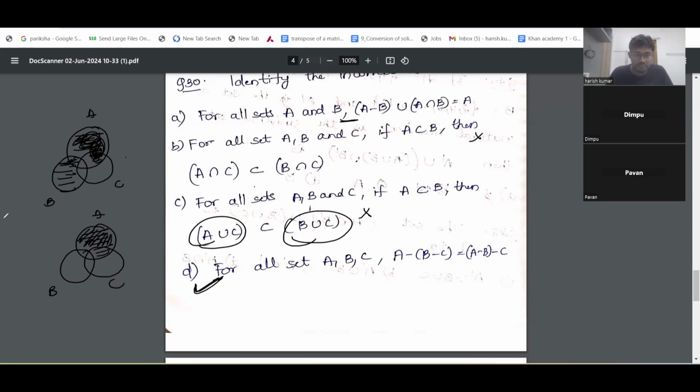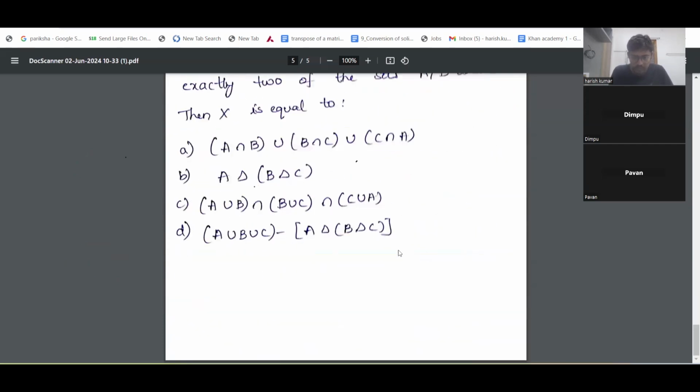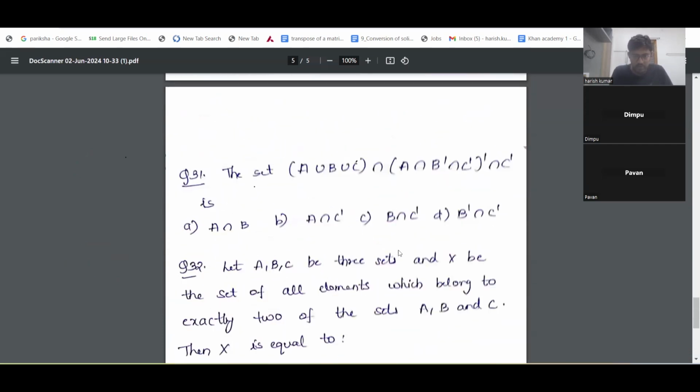Understood? Yes, sir. So this is how you have to visualize from the Venn diagrams and come to your conclusions. Visualizing Venn diagrams is very important. All right. We have two more questions. Let's solve them quickly.